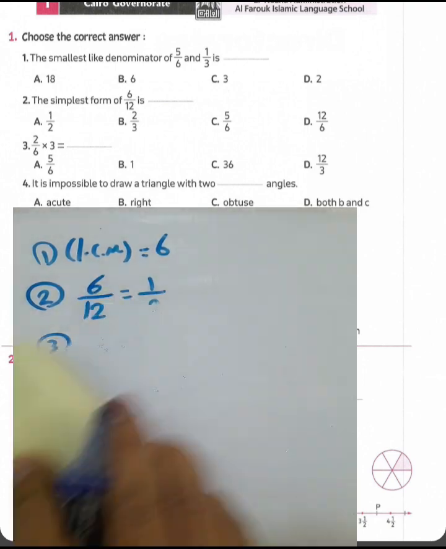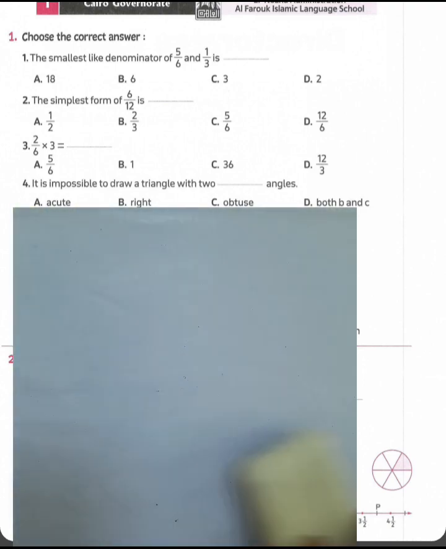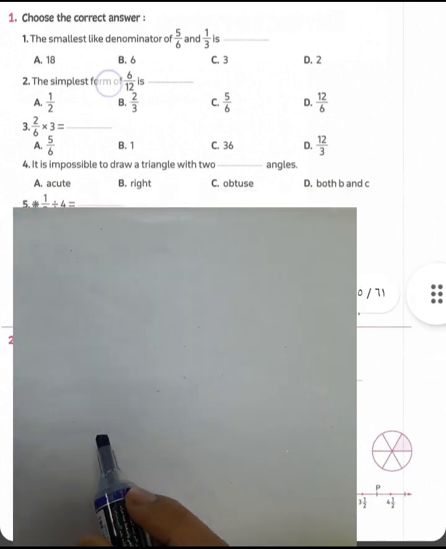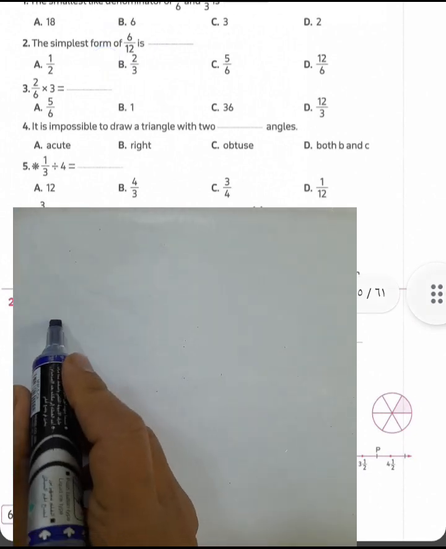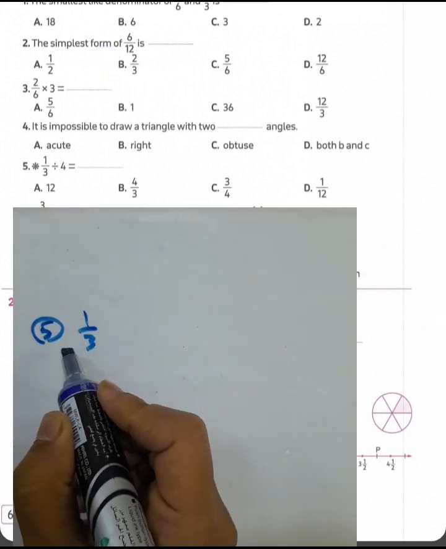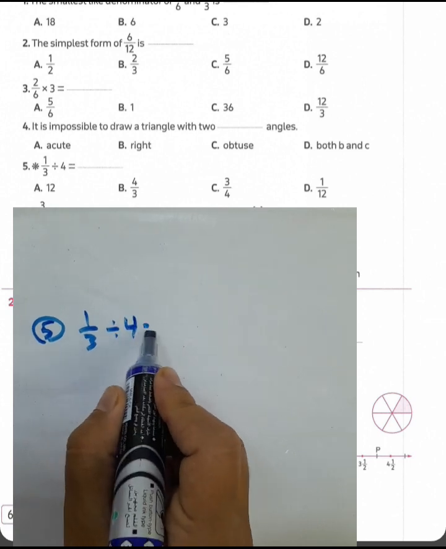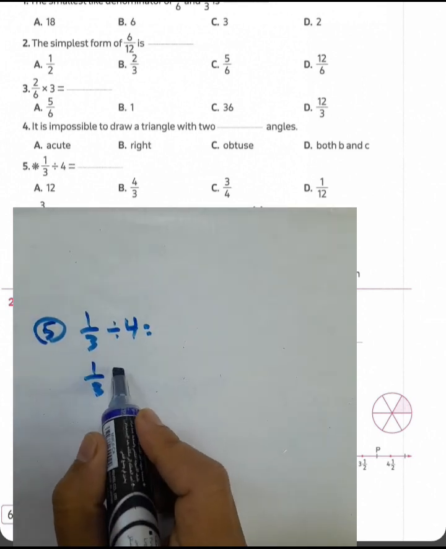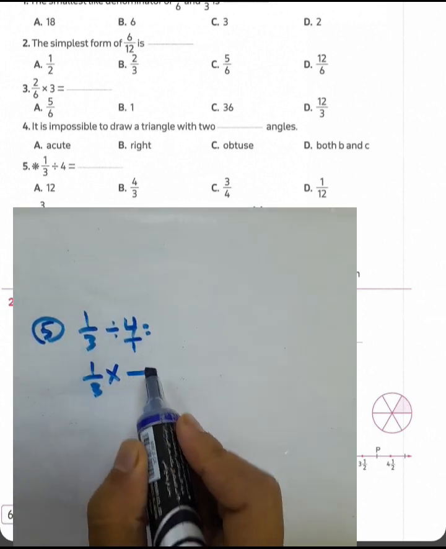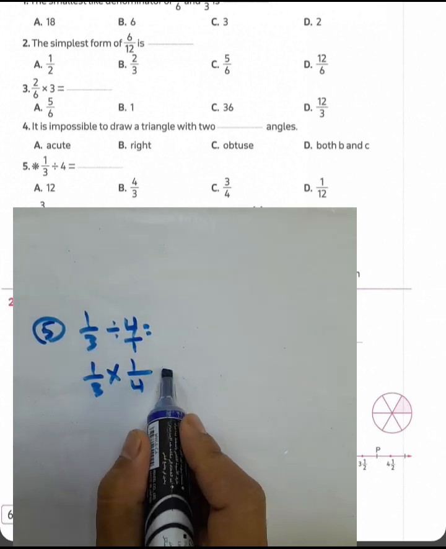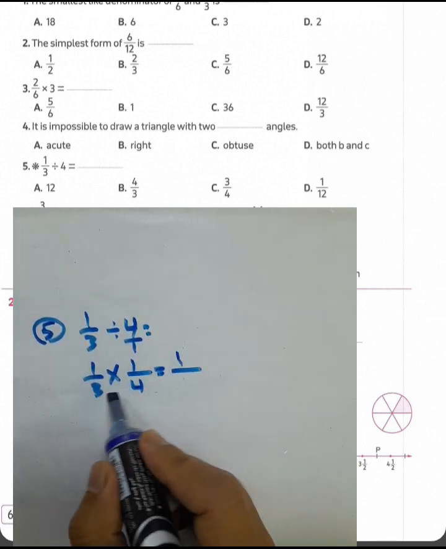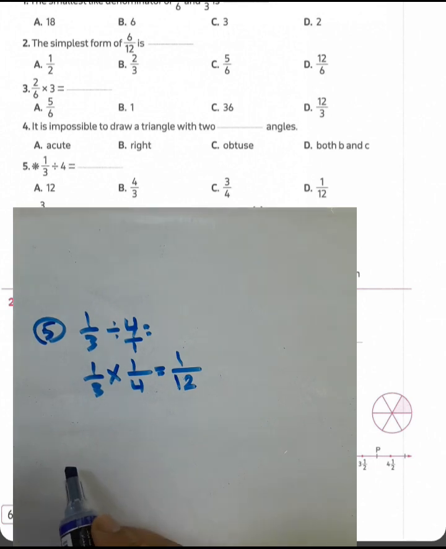Okay, choose the last one. Question number 5. 1/3 divided by 4. You can write 1/3, convert from division to multiplication, and write the reciprocal of 4, which is 1/4. 1 times 1 equals 1, and 3 times 4 equals 12. The result will be 1/12.